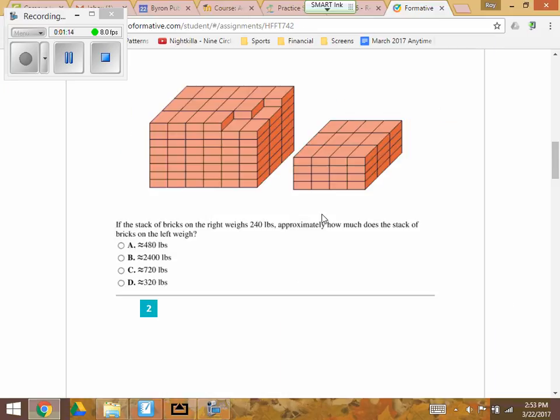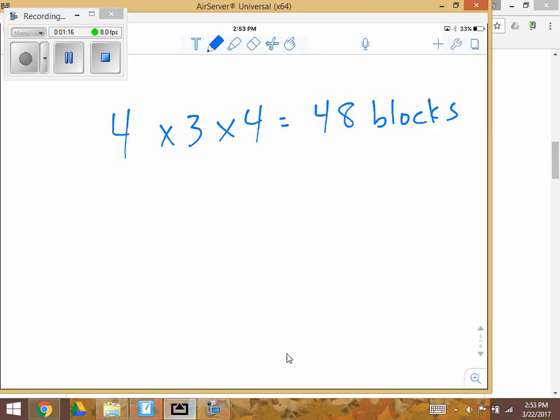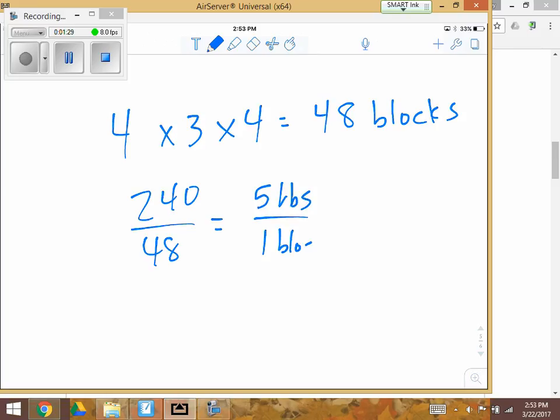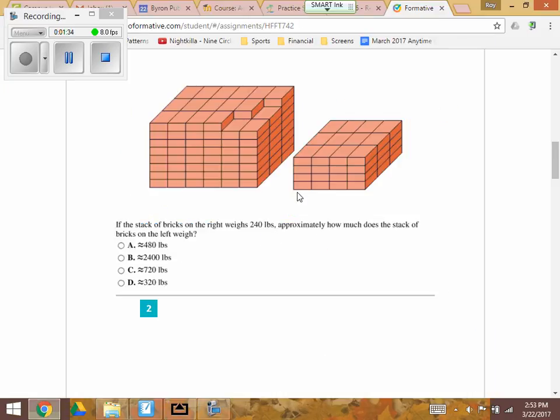Now, if 48 blocks weighs 240 pounds, I can do 240 divided by 48 blocks. Okay, and we're going to find out that that's 5 pounds per 1 block. So again, we can get a unit rate here. And from that point on, I know each block is about 5 pounds. Now I want to use that information to figure out how many blocks I got here. I notice I got 3 missing, so that's just 15 pounds. So we should get close. We should be within 15 pounds of our answer.